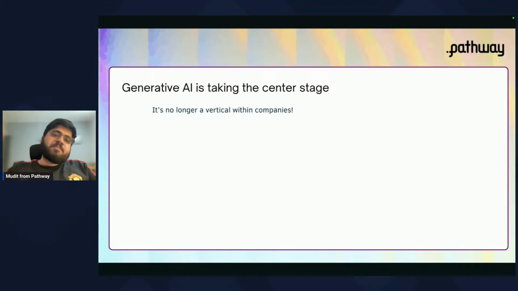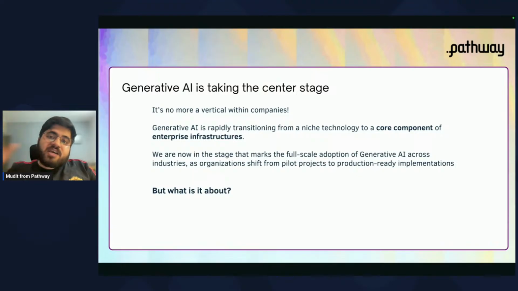Talking about Gen AI, it is pretty much taking center stage. AI used to be a vertical within companies, right? The thing with Gen AI is that it is no more a vertical within companies. It is a core component of every single enterprise out there. In many companies today, some of them very popular recruiters in India as well, they have proper AI frameworks, internal platforms where you can go and build your own Gen AI projects and then present them to the leadership.